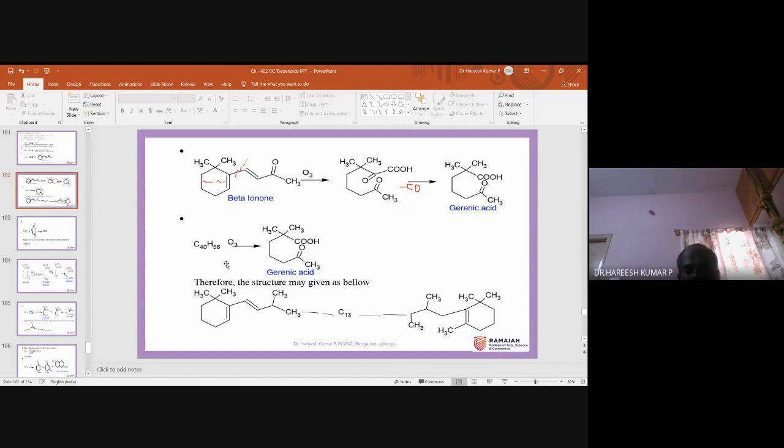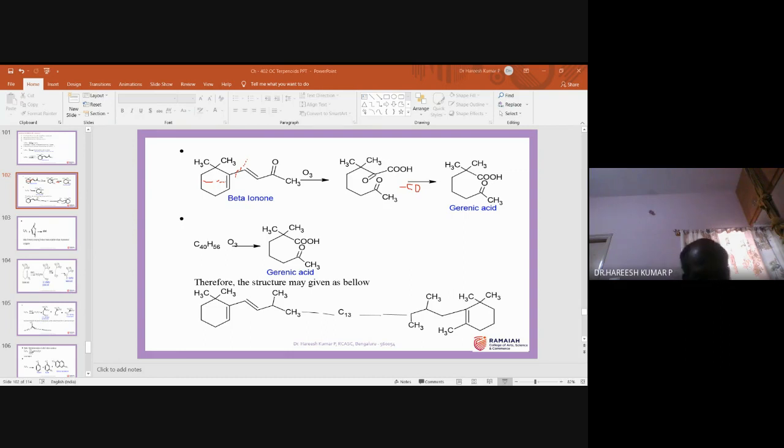That component the carotenoid should contain. So based on these results, the partial structure of beta carotene may be like this. So this is one beta ionone. Here also you need to write the methyl group, so I will write the methyl group now itself. Here the methyl group is missing, so that means here one methyl group is there. Here there is no problem.